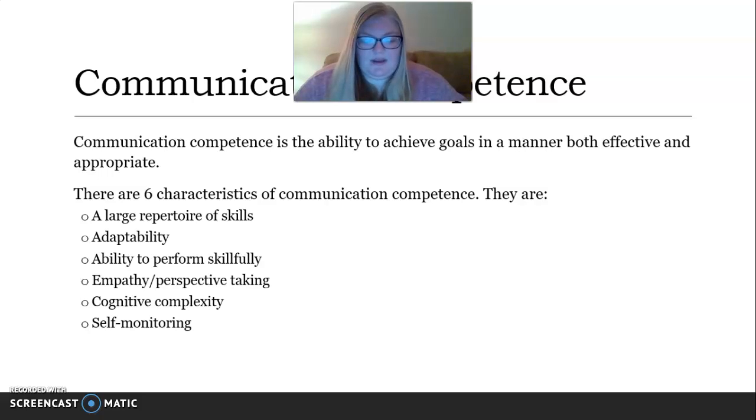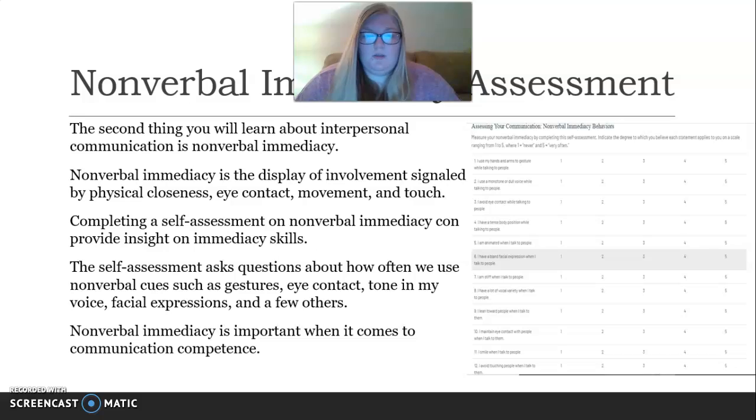Self-monitoring is the process of paying close attention to one's own behaviors, and then using that observation to help shape them. Nonverbal immediacy assessment. The second thing you will learn about interpersonal communication is nonverbal immediacy. Nonverbal immediacy is the display of involvement signaled by physical closeness, eye contact, movement, and touch.